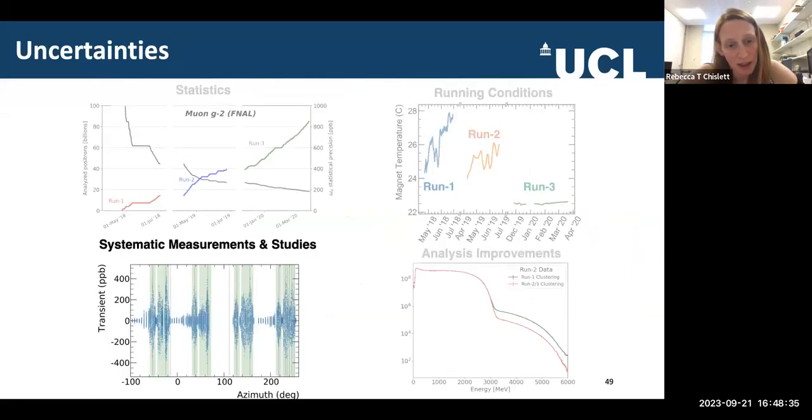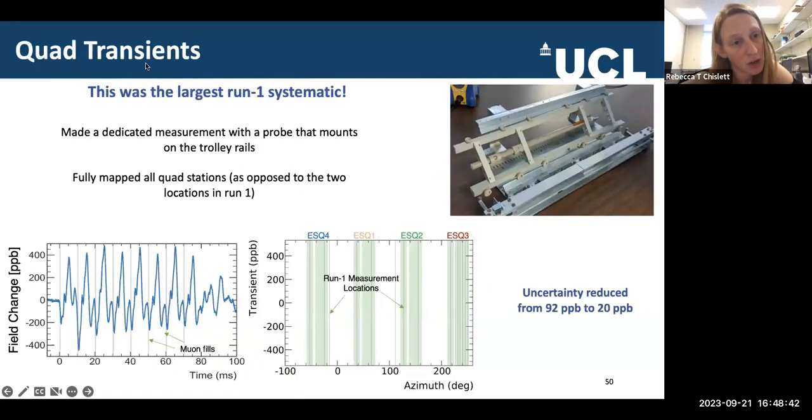So then there's improvements to the systematic uncertainties. So the quad transients, as I said, this was the largest systematic that we had in run 1. And for the run 1 measurement, we'd actually only measured the change in the magnetic field using this dedicated NMR probe that goes in the vacuum in 2 locations. And so you can see those 2 locations indicated on the plot here.